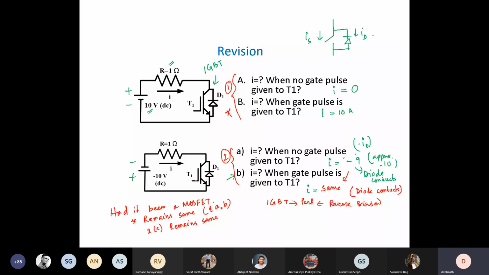If it is a MOSFET, around minus 10 ampere. Minus 10, and what will be the path? Is it the diode or the MOSFET channel? MOSFET. Exactly. So this is the main difference between IGBT and MOSFET, not the diode typically.